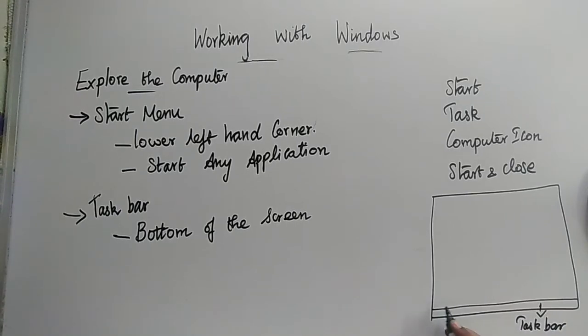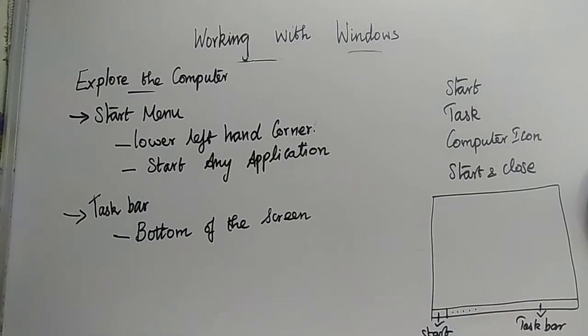In this corner, what will you have? Yes, you will have your start button. Here only you will have your start menu, that is your start button. So in which bar is the start button seen? Yes, it is seen in your taskbar. Similarly, what else will you have in your taskbar? Yes, you will have many icons here.